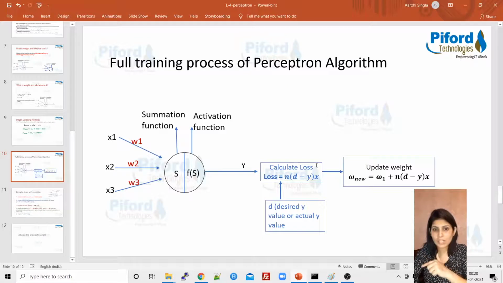That means your model is improving. And if this value is greater than the previous loss function which you calculated with the initial weight values, that means your model is not improving. And on the basis of that, you will choose the new weight value again using this formula, using this equation. This is the weight updation formula. This is how we update the weights.